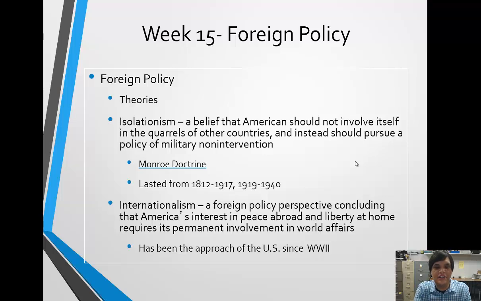So we're all interested in peace abroad and liberty at home, and in order to do that we must be proactive. The best defense is a good offense. We must be very involved in world affairs to go on the offensive. And it's really been the approach of the U.S. since World War II.